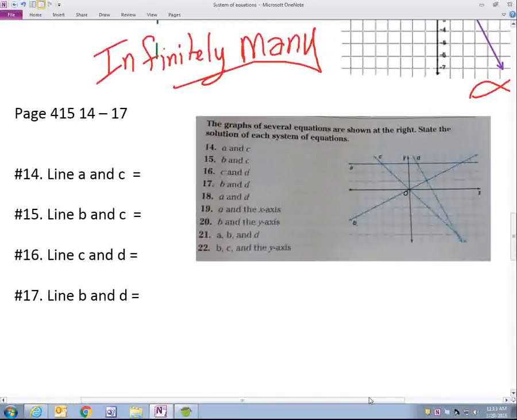All right, page 415, 14 through 17, this is what that is. It says the graphs of several equations are shown to the right. Write a solution to each pair of equations. Okay, so we're looking at line A and line C. This is on page 415 if you wanted to look at that at home tonight. So here's line A, here's line C.